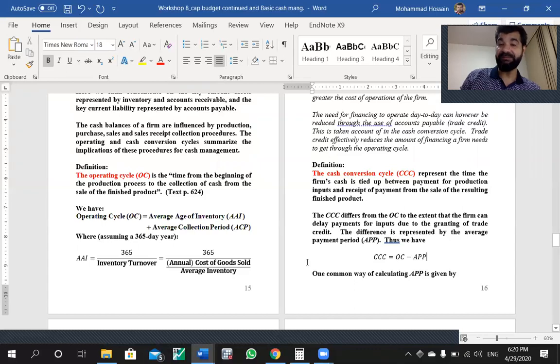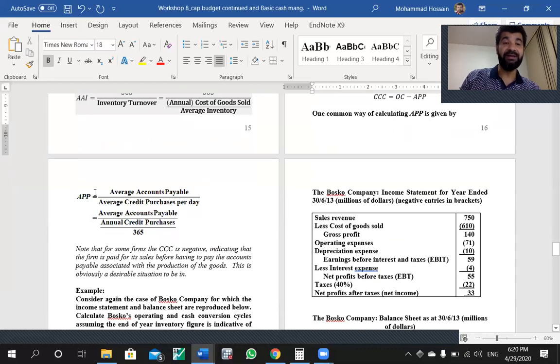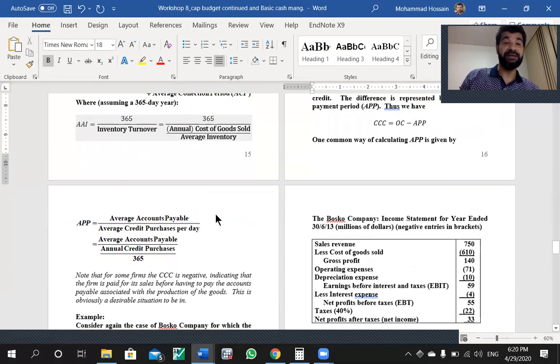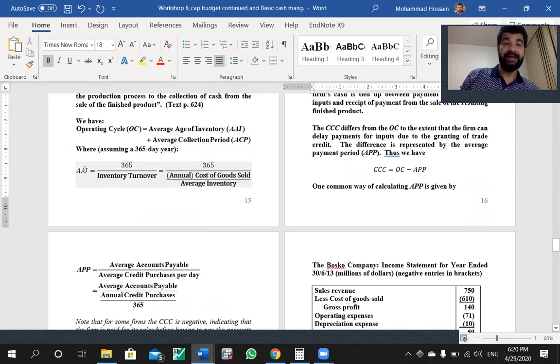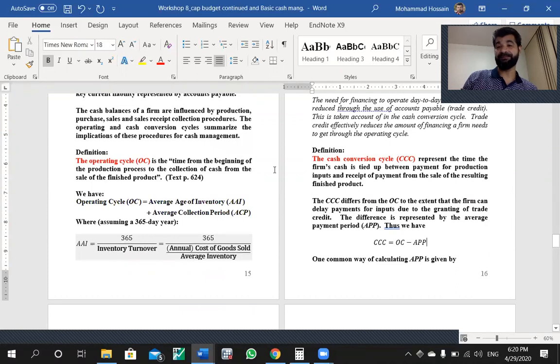So how do you calculate average payment period, APP? This is the formula: average accounts payable divided by average credit purchase per day, that is, divided again by 365. So three things you need to calculate here: AAI, ACP, APP. These three formulas you will need to calculate these two items.